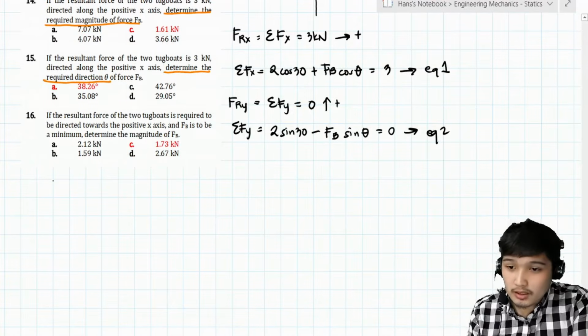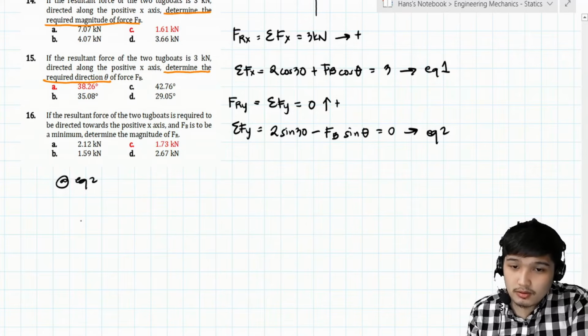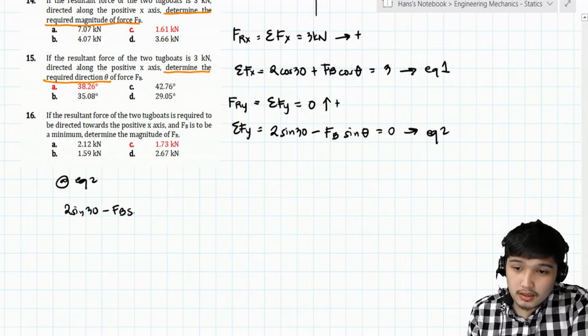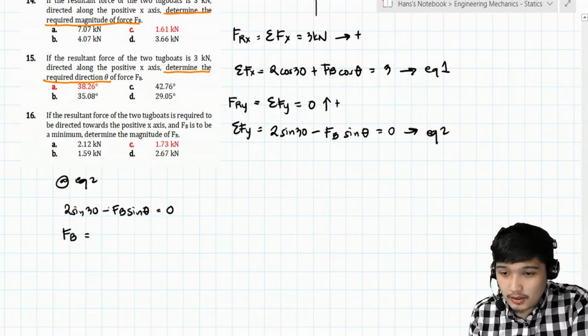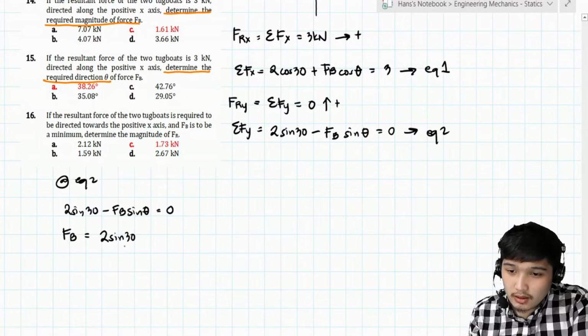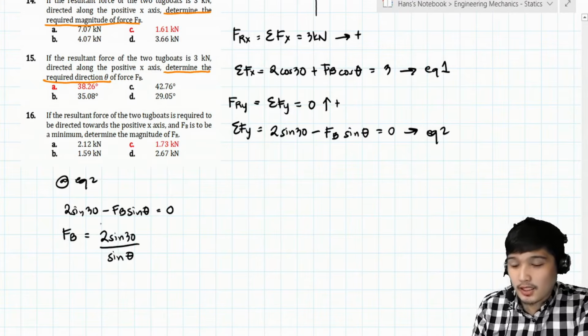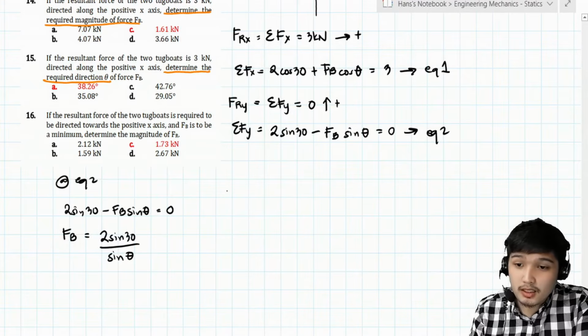So considerin muna natin tong equation 2. So at equation 2, so 2 sine 30 minus FB sine of theta equals 0. So solve natin yung FB. So, paano kunin yung FB dyan, class? So, transpose sa other side, magiging FB equals 2 sine of 30 over sine of theta. So, sana nag-guess nyo na class, simplification lang naman yan.